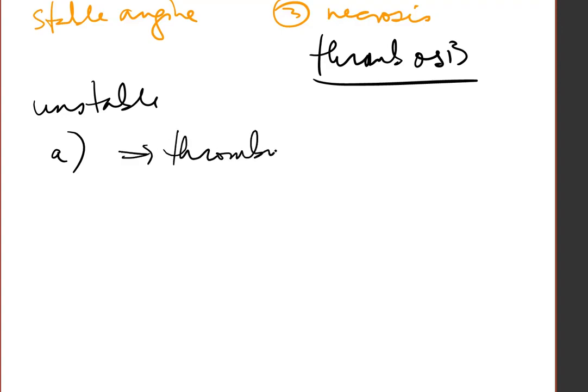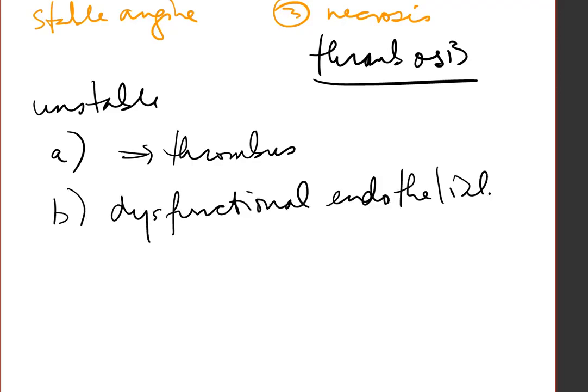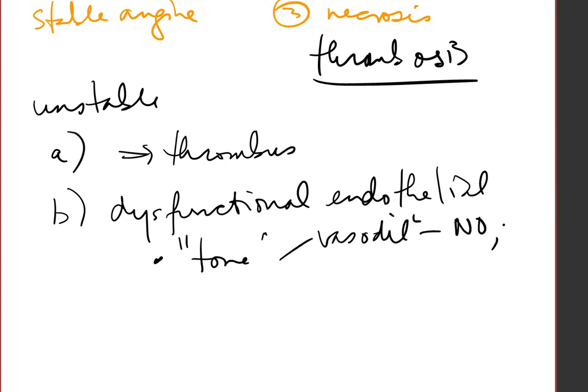But another critical element is that there is abnormal, dysfunctional endothelium. The endothelium has two critical functions in the coronary artery. The first is it's a major regulator of tone, in which it causes vasodilation through substances like nitric oxide and prostaglandins, and it causes vasoconstriction through substances like endothelin.